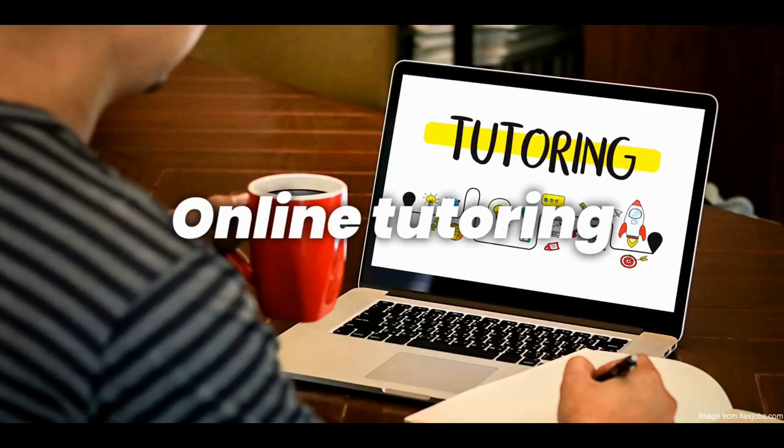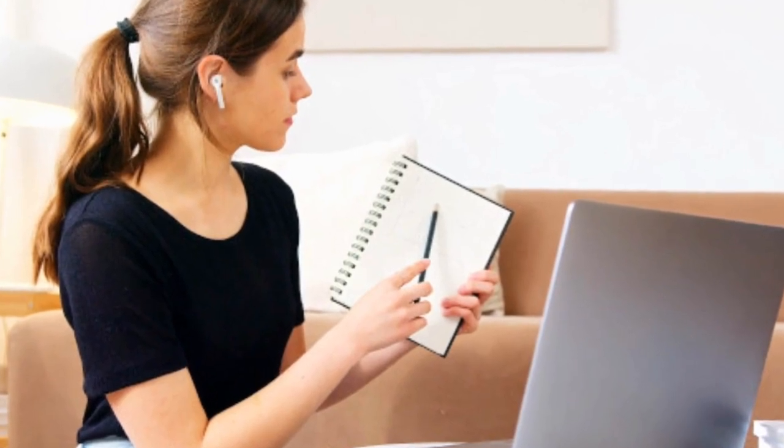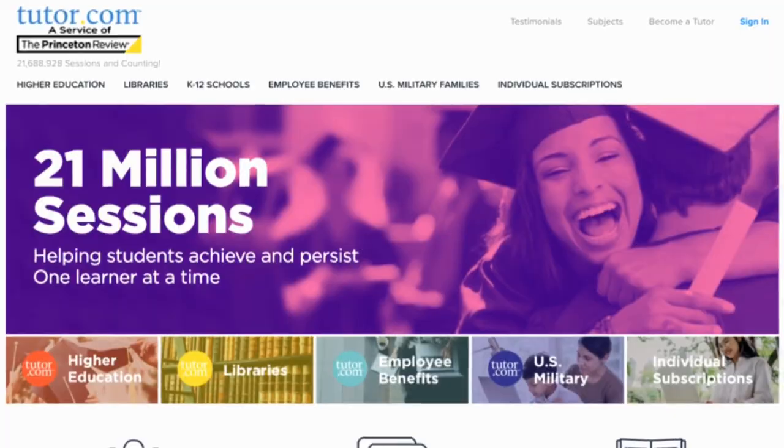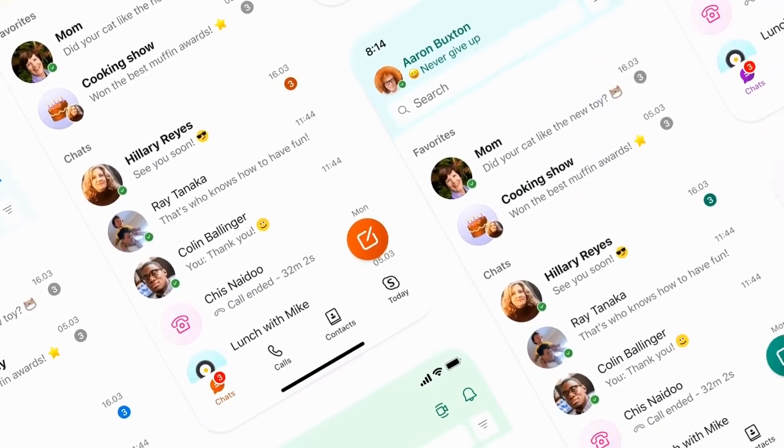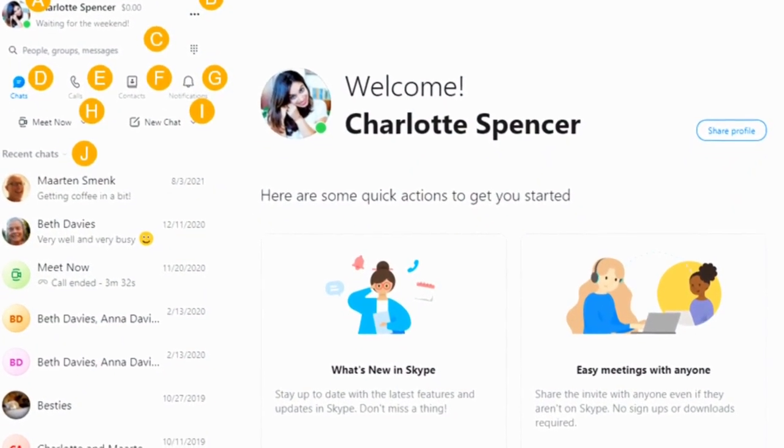Online tutoring. If you are knowledgeable in a certain area, you can provide online tutoring services to students to help them learn more and get better scores. You can use websites like tutor.com to advertise your services or use Skype to conduct individual classes. Helping students from all around the world is possible, and you can choose your fees and hours.